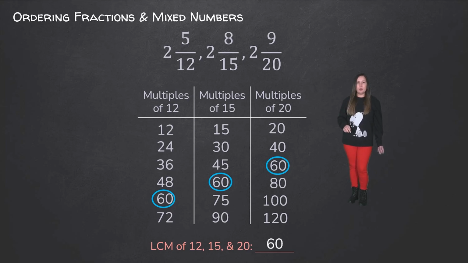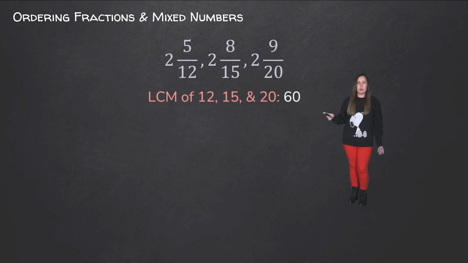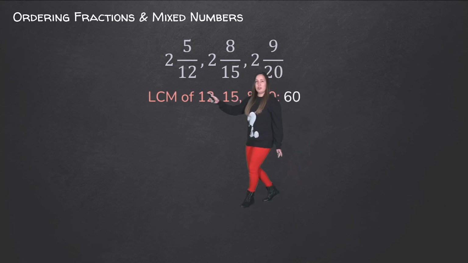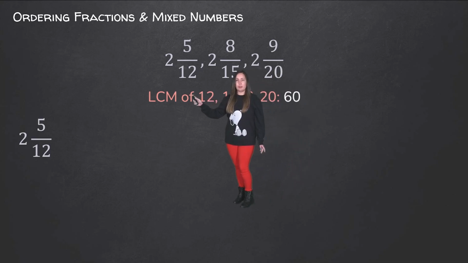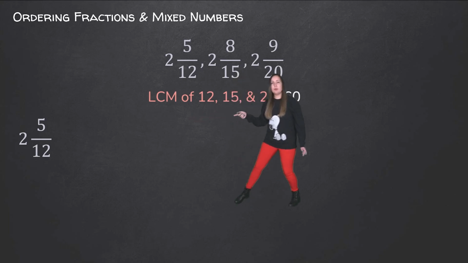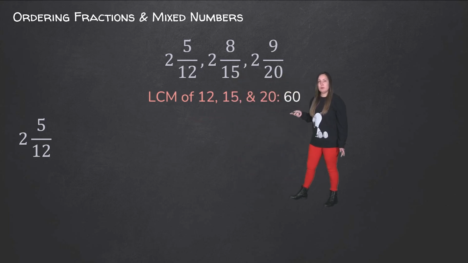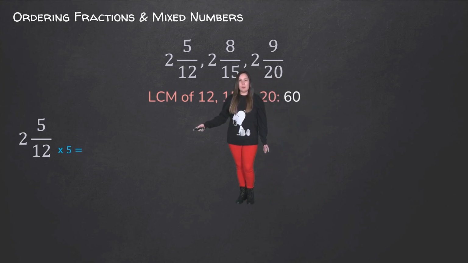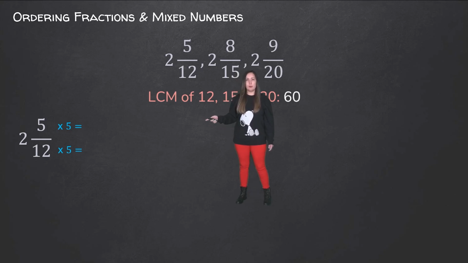So we're going to take our least common multiple to help us write fractions that are equivalent to the ones that were given with a denominator of 60. So we're going to start off with 2 and 5 over 12. And in order to get a denominator of 60, we have to multiply the denominator by 5. Whatever we do to the denominator, we have to do to the numerator. So we're also going to multiply the numerator by 5.